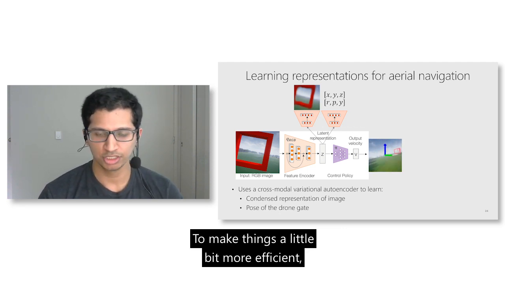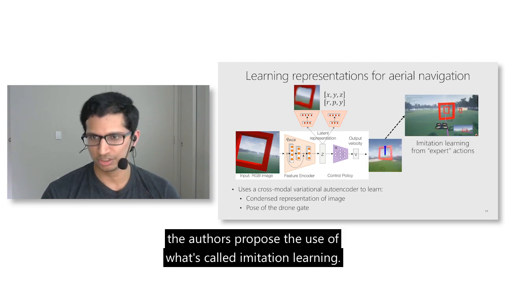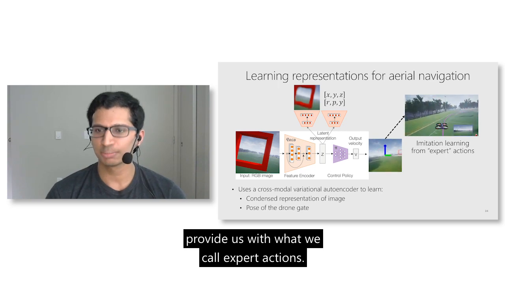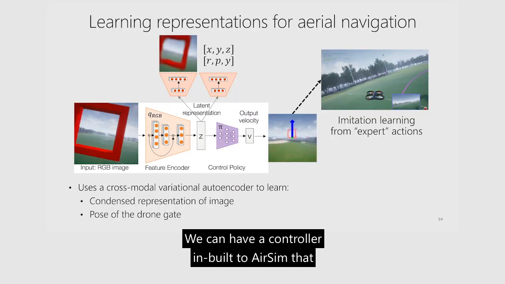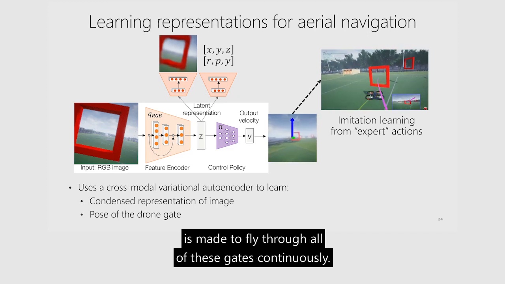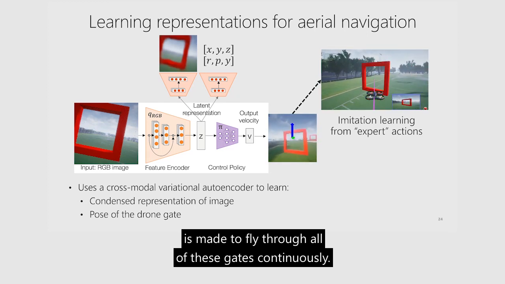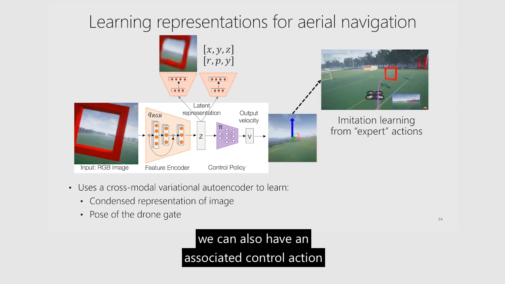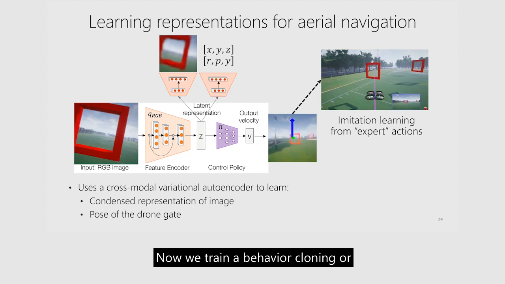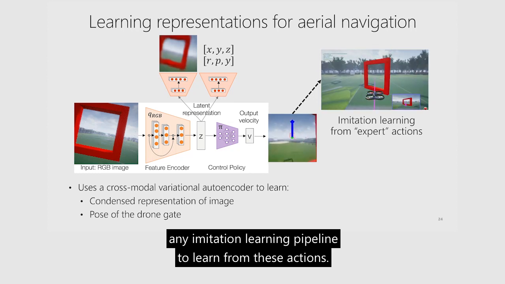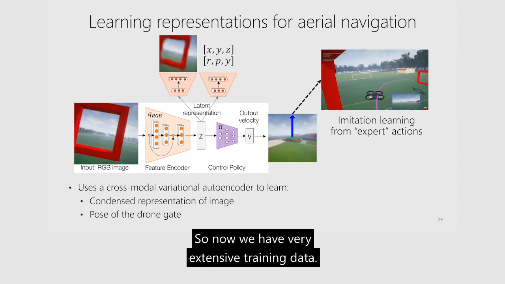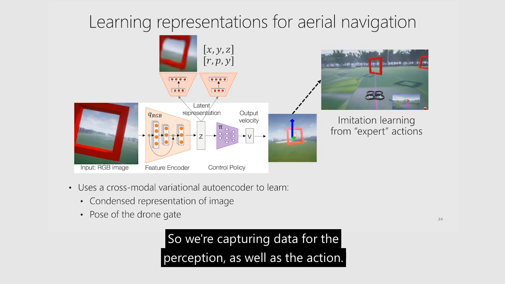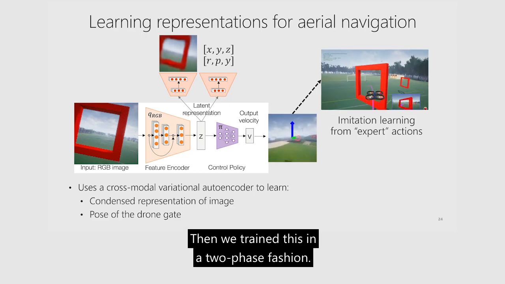To make things a little bit more efficient, the authors propose the use of what's called imitation learning. Here, again, we leverage AirSim to provide us with what we call expert actions. We can have a controller built into AirSim that is made to fly through all of these gates continuously. So for every image that we capture of this gate, we can also have an associated control action that's being done by the expert. Now we train a behavior cloning or any imitation learning pipeline to learn from these actions. So now we have very extensive training data. We are capturing data for the perception as well as the action, and then we train this in a two-phase fashion.